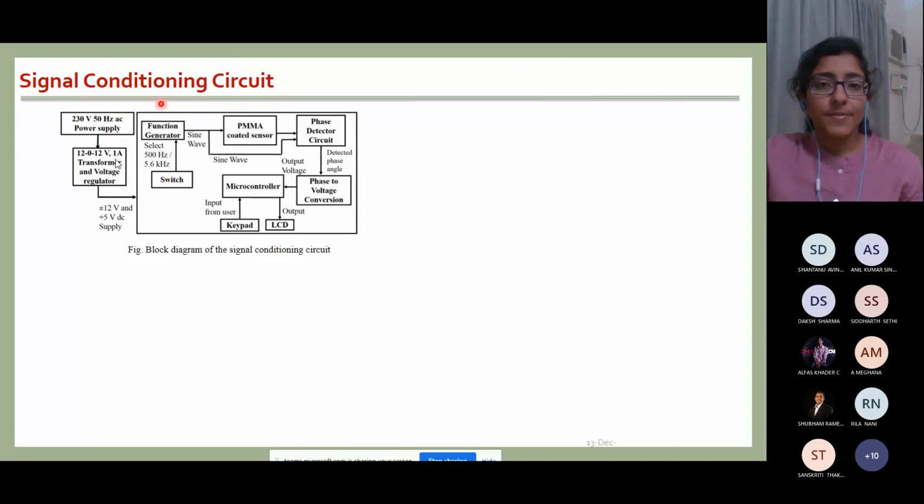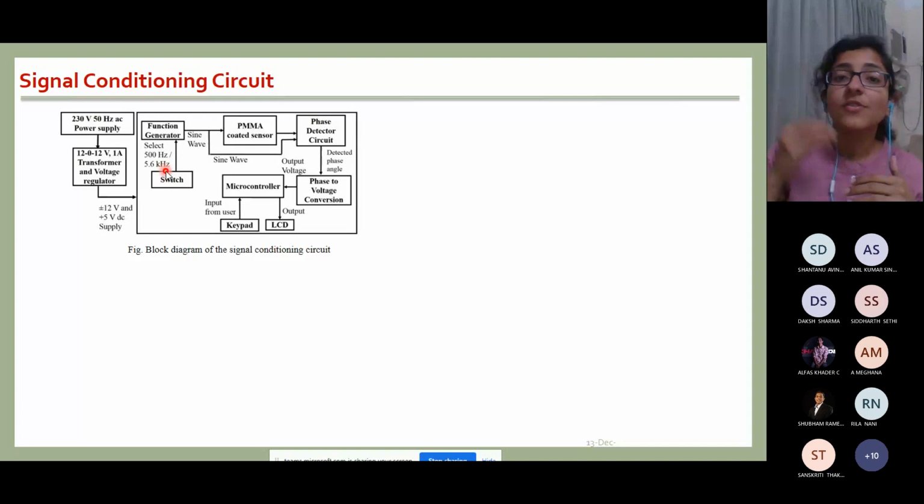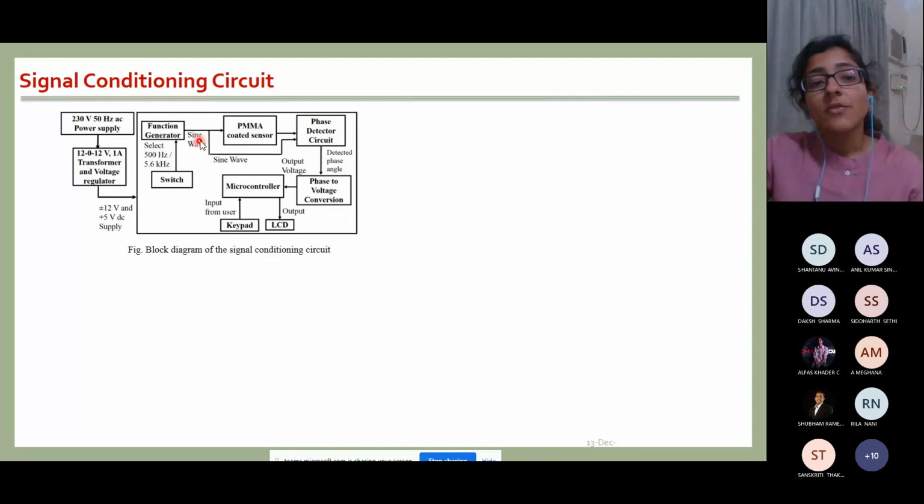But in the circuit part mainly, you see this is the function generator. We need this to generate the particular frequency we have optimized, that 5.6 kilohertz, at which it gives the maximum difference in phase angle between the pure and adulterated milk. So that frequency you need to generate, and for that you have one function generator. Now you are generating one sine wave of that frequency, and you are passing it through your sensor.